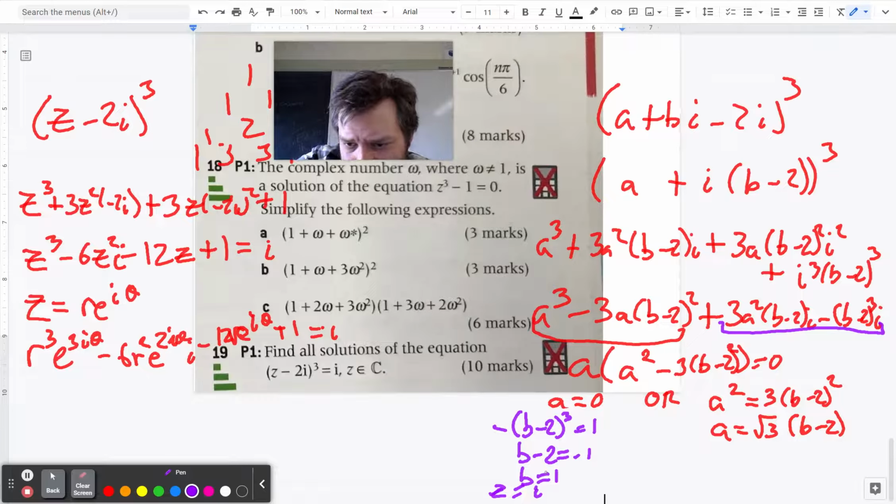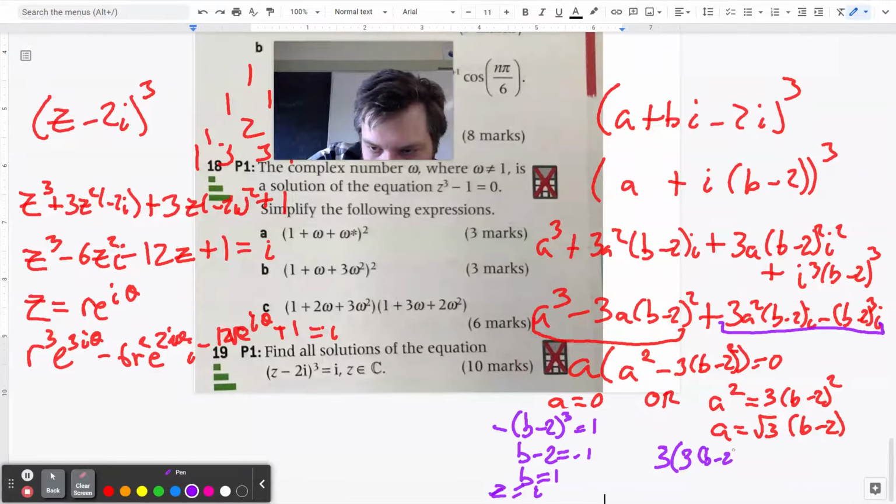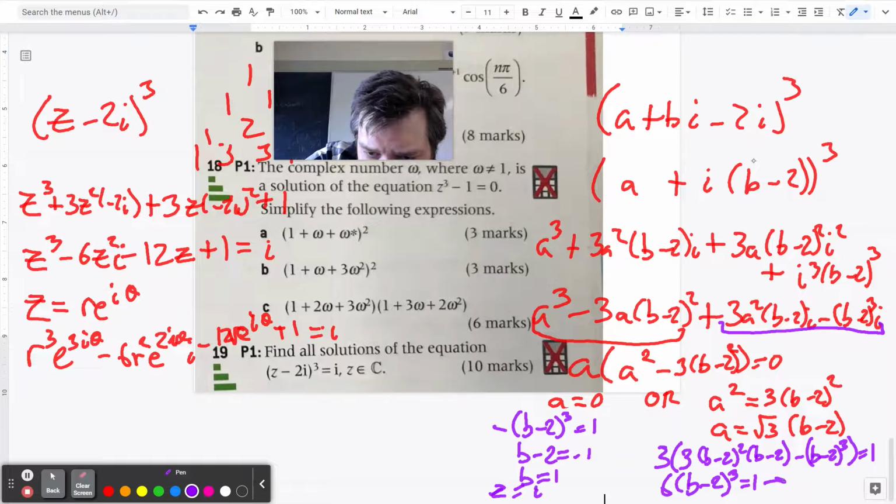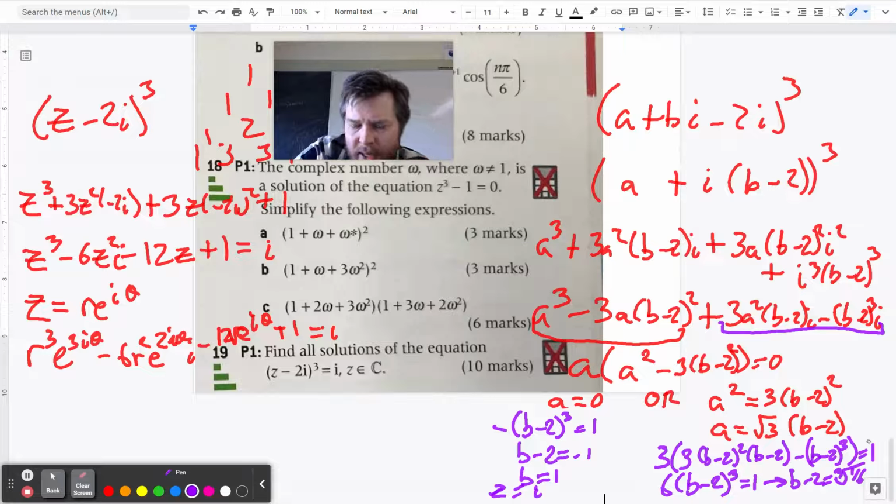If we try the other value there, then we end up with 3 times a squared. So 3 times (b minus 2) squared times another (b minus 2) minus (b minus 2) cubed. That all has to equal 1. That's, let's see, that's 6 times (b minus 2) cubed equals 1. So b minus 2 equals the cube root of 1/6. And then you can backtrack that to get a, and I think it's the same as the other ones, but I think there must be some mistake over here.